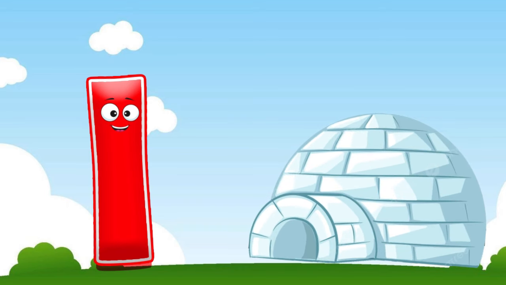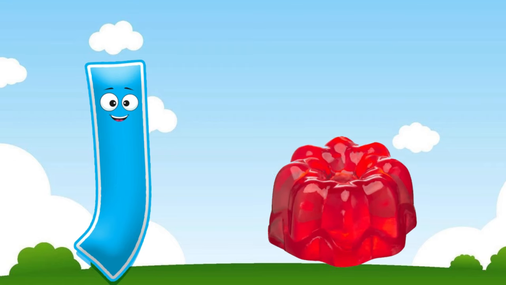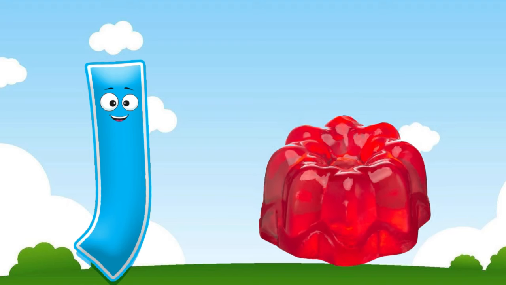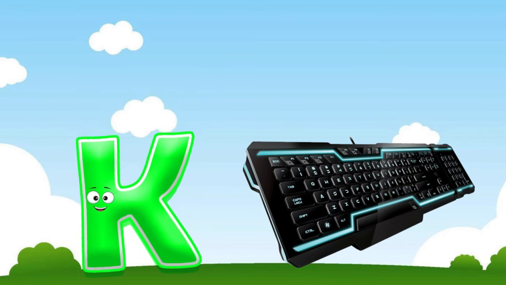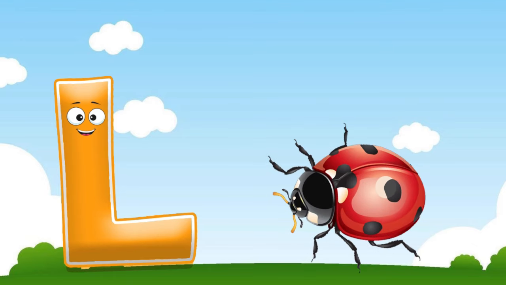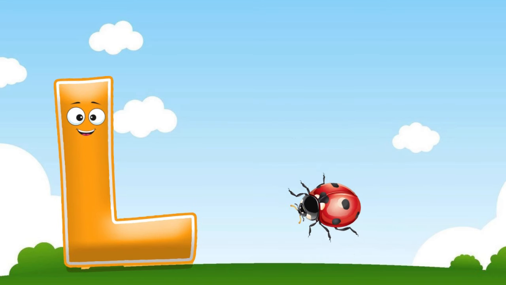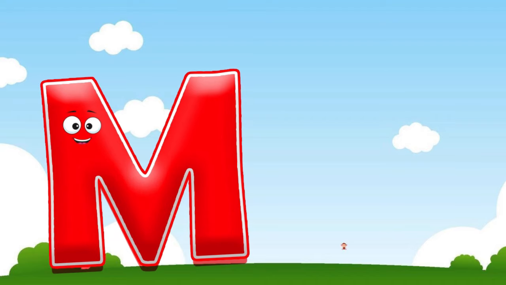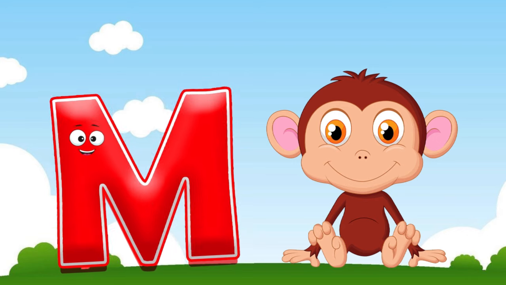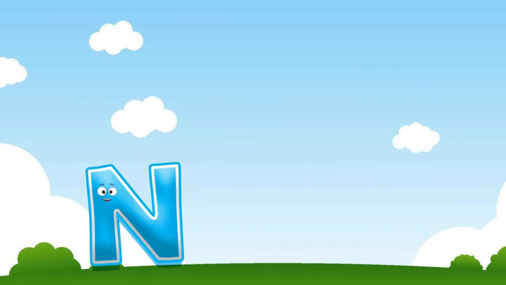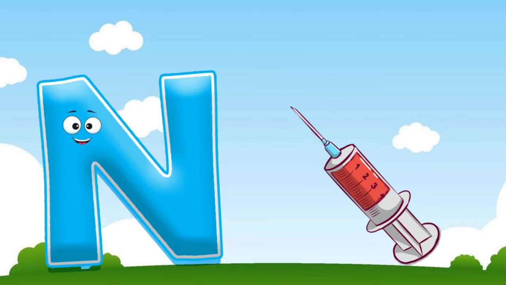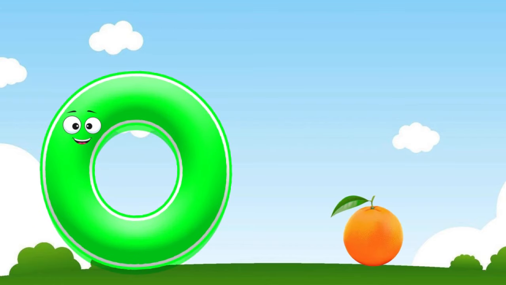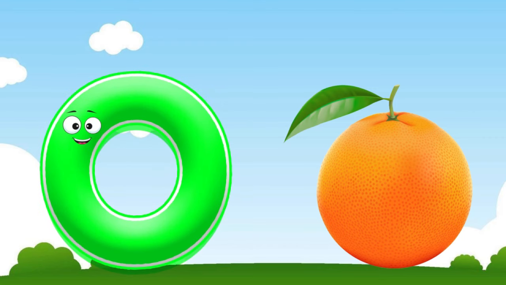I is for igloo. J is for daddy. K is for keyboard. L is for ladybug. M is for monkey. N is for needle. O is for orange.